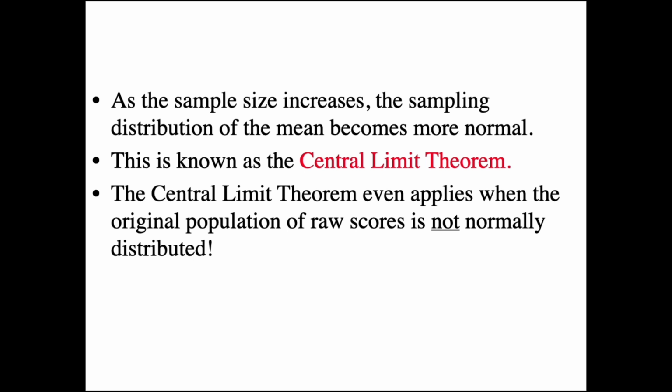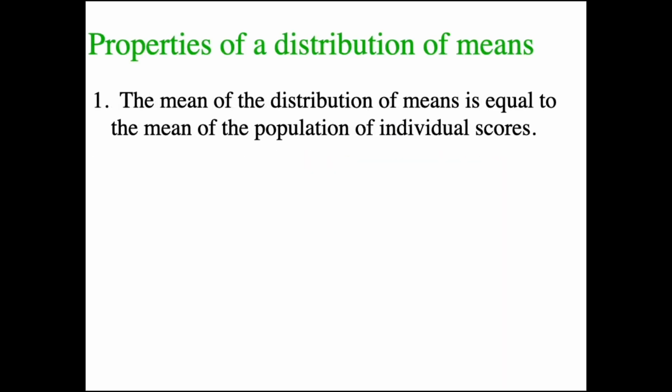In fact, there are some special properties of distributions of means. First of all, it turns out that the mean of the distribution of means that you create is equal to the mean of the population of individual scores. So if you take that histogram that you get from all those different means and look at the mean of the histogram, you'll find that it equals the mean of the population of individual scores.